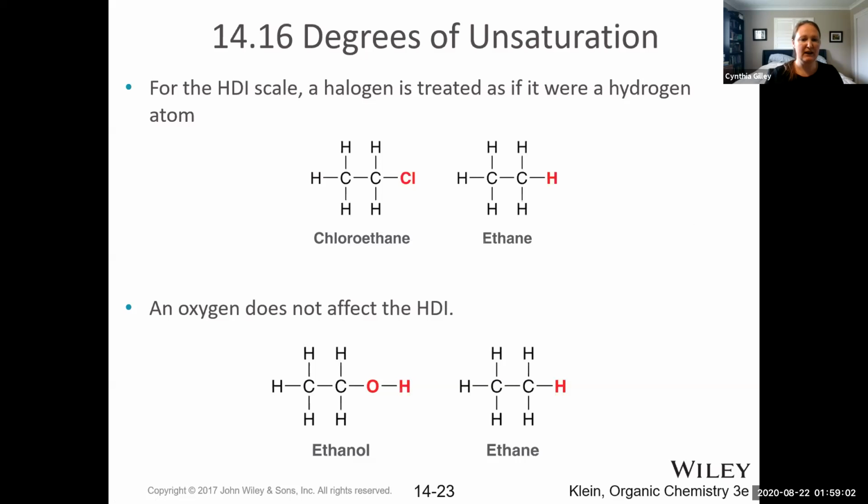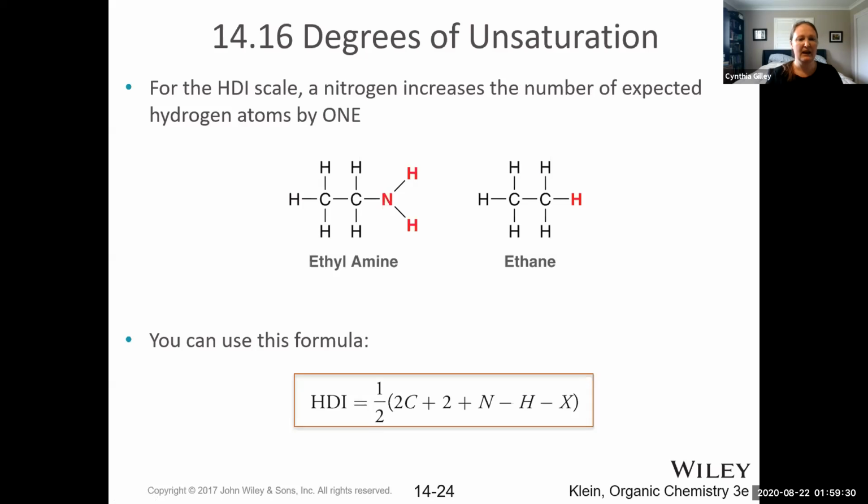So if you look at a couple of compounds like chloroethane versus ethane, then we're going to see that the HDI is the same. Basically, the halogen can take the place of a hydrogen and it doesn't change anything. There's no pi bond introduced, there's no ring. So it's not going to affect the HDI calculation. Oxygens also don't affect the HDI. Nitrogens do though, because when you have a nitrogen, you have 1 more hydrogen in the molecule than would normally be expected.